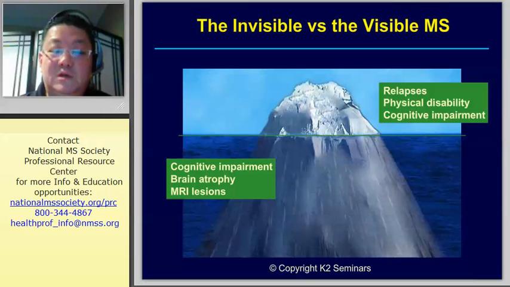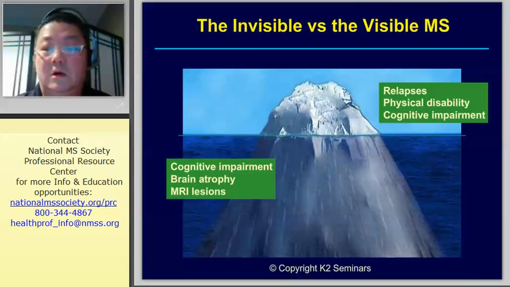Remember that invisible versus the visible MS. We only see the relapses. We see the physical disability. We see the cognitive impairment. Realize that's only 1/10 of the problem. Everything else that might be below in this iceberg ideology is that you still have brain atrophy. You still have the MRI lesions that we don't see. You still have the cognitive impairment that we don't see. So potentially the patient is at risk if we don't deal with those pieces of the puzzle.